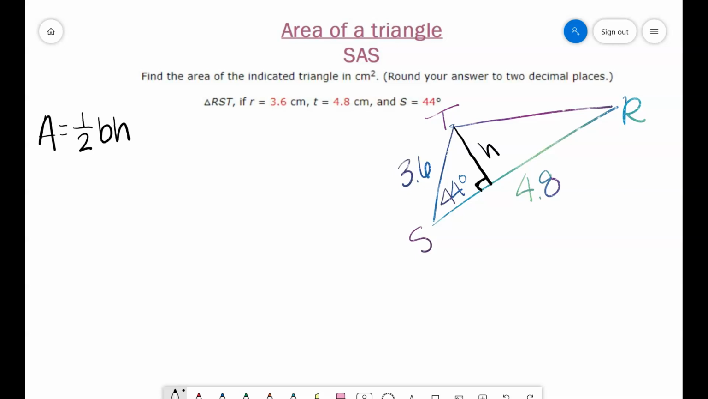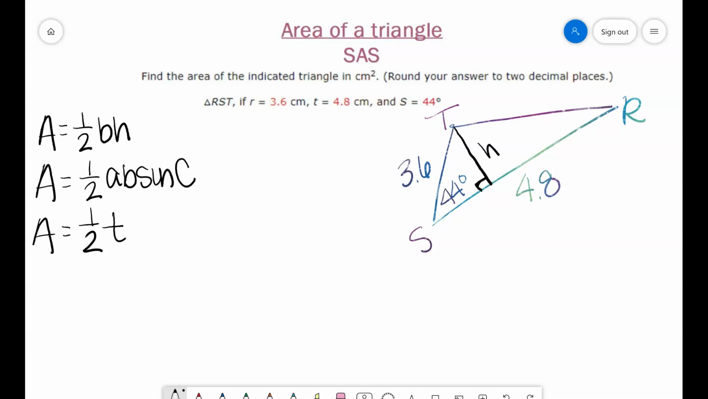To find our height, since we are working with a right triangle, we can use the sine function, since sine of 44 degrees would be our height over our hypotenuse, 3.6. And so our new area formula that would work for other triangles would be 1/2 AB sine of angle C. So for our triangle here, our base is actually going to be side T.